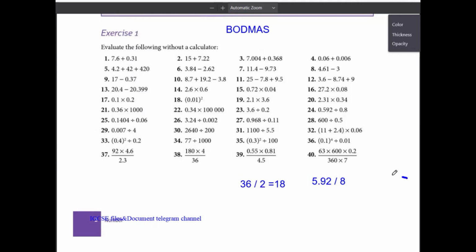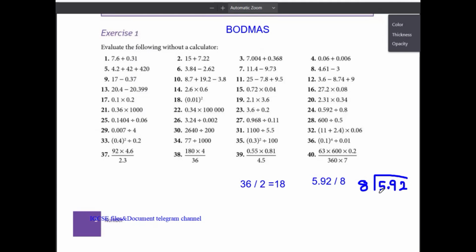Long division, you do the division. You write the 5.92 divided by 8. Can we divide 5 by 8? No, because 5 is smaller than 8.